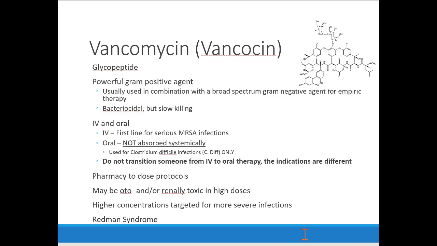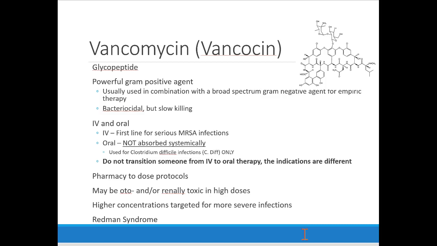Following along peripherally, vancomycin may have some oto or renal toxicity at high doses. Renal toxicity is unlikely, and ototoxicity is also quite rare. Usually we target different levels for different infections. The more severe infections, like infections in the central nervous system, usually target higher trough concentrations.